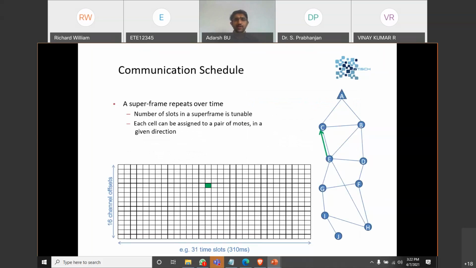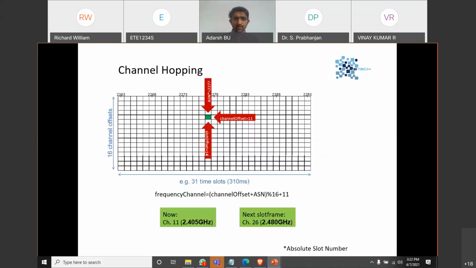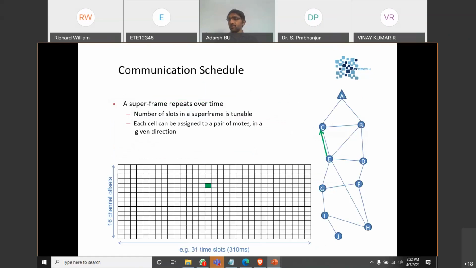Coming to the communication schedule. The communication schedule is a very interesting part. I have another diagram here. Okay, coming to the communication schedule part. Here you can see there are 16 channel offsets, and this is the network.